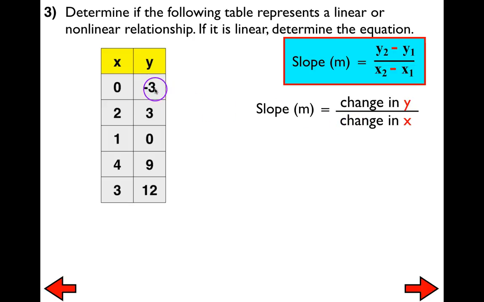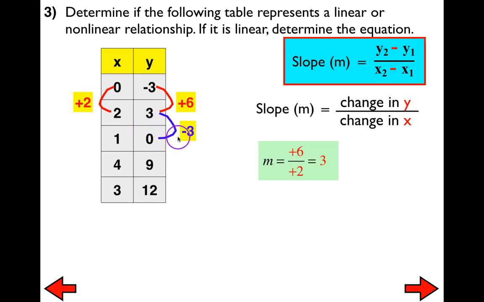So here, how did -3 become 3? You are adding 6. How do you get from 0 to 2? You're adding 2. So you're going to take a pause. You're going to check your ratio. It's 3. Okay, so moving on. How does 3 become 0? You are subtracting 3. How does 2 become 1? You are subtracting 1. Again, you have to take a pause, check your ratios, still looking good.